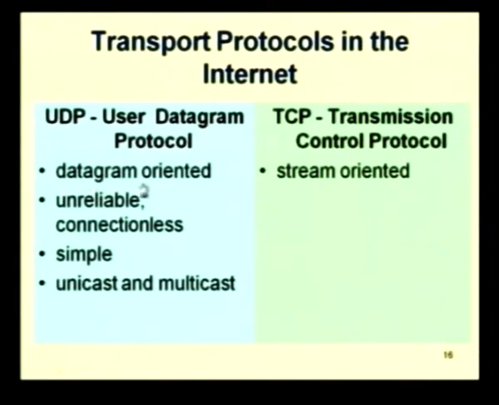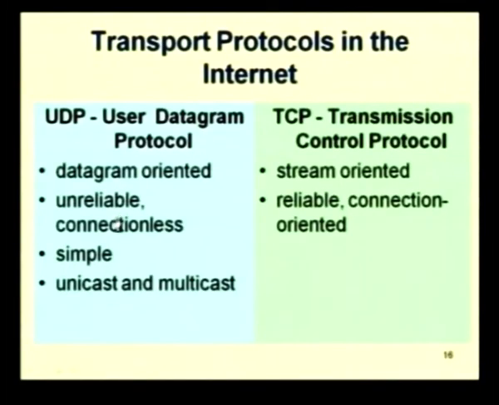While UDP is datagram oriented, TCP we say is stream oriented, or in fact byte stream oriented. So, TCP sends bytes of data, instead of sending datagrams or blocks of data or packets of data as such. You can look at TCP as sending data as a byte stream. So, it keeps track of bytes that are sent rather than packets that are sent.